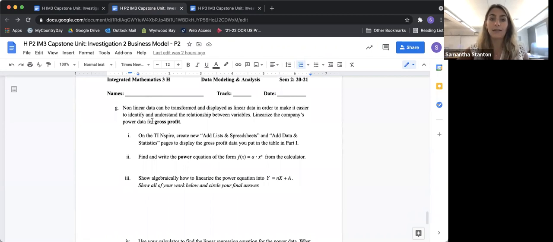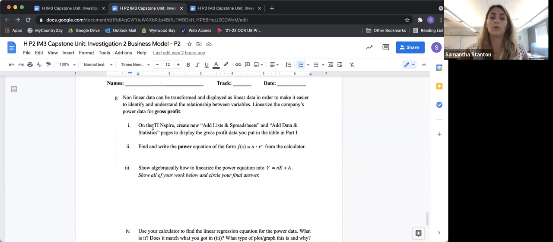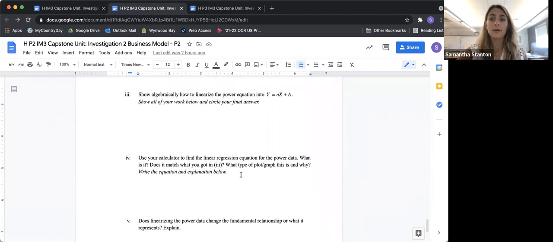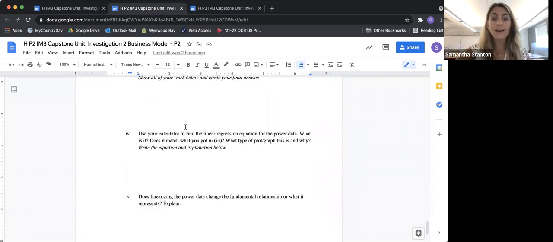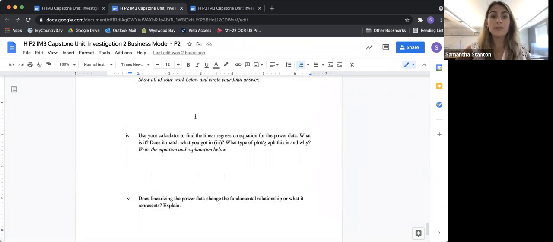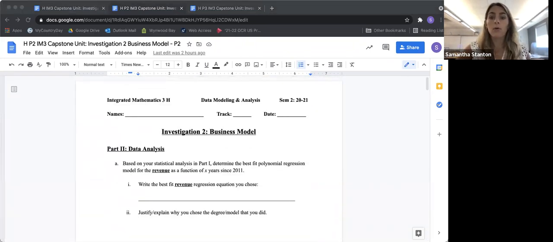Last part, linearizing your power data. So what you're going to do is you're going to go back to your TI and you're going to add a list in spreadsheets. Using your information that you collected on part 1 for gross profit from 2011 to 2020, you're going to now make an XY table for gross profit. And from there, you will create a power equation. So remember, you're going to add a data and statistics page. You're going to go ahead and find your f of x equals a times x to the n equation. All right, so from there, you'll linearize the data, you'll answer the questions, and you will be done with part two. So, couple quick things to note.